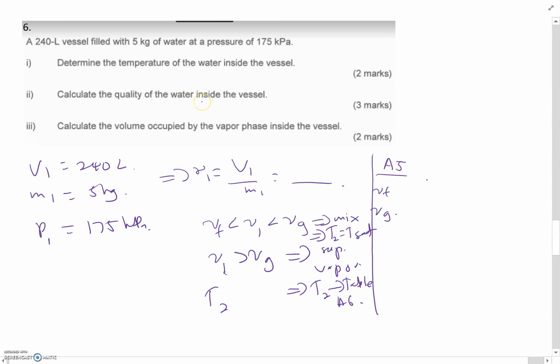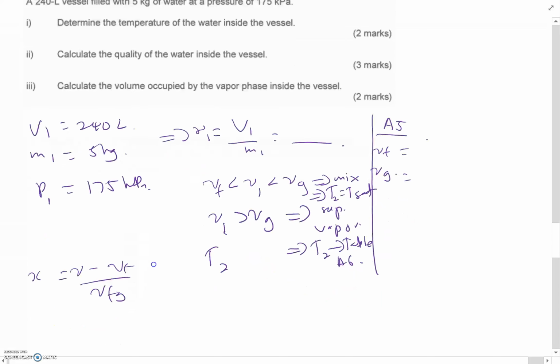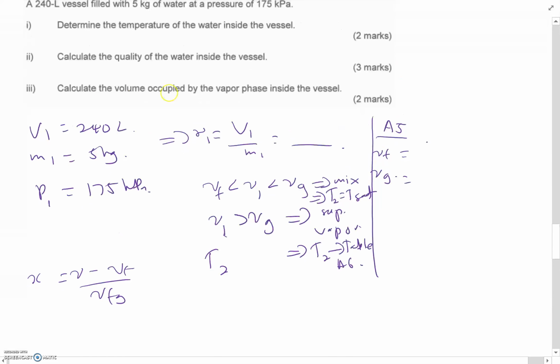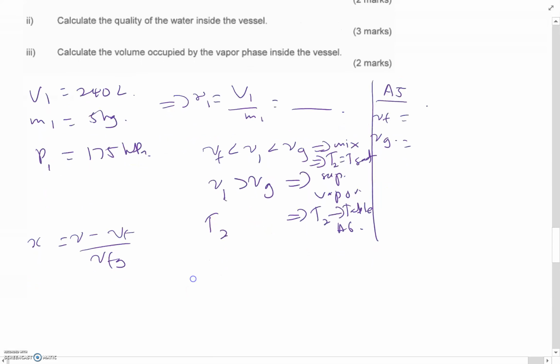Question number 2. Calculate the quality of the water inside the vessel. X2 equals X. X equals V minus Vf over Vfg. So insert the values and you will get X. Calculate the volume occupied by the vapor phase inside the vessel.